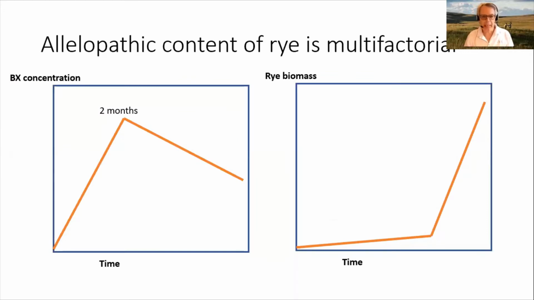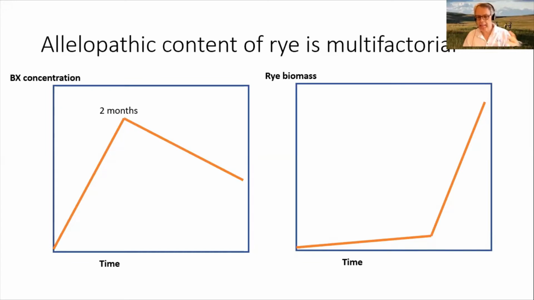Allelopathy, that's complicated. Basically, you have compounds in rye that are called BX compounds. So the BX concentration will increase over time. And in general, 2 months after planting, you'll have the maximum concentration in the tissue, and then it declines afterward. So as the rye is maturing, the concentration of BX reduces. Rye biomass, that's the other side, will tend to increase more, especially under our conditions. Fall rye accumulates biomass in the spring.